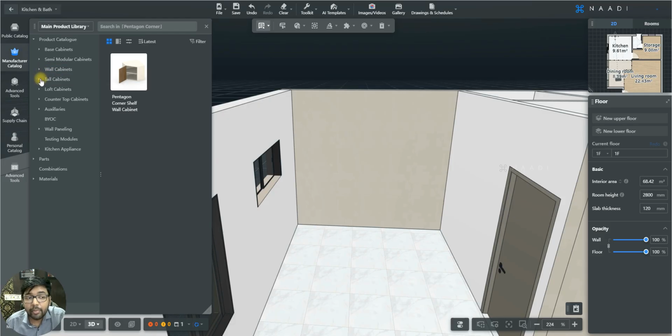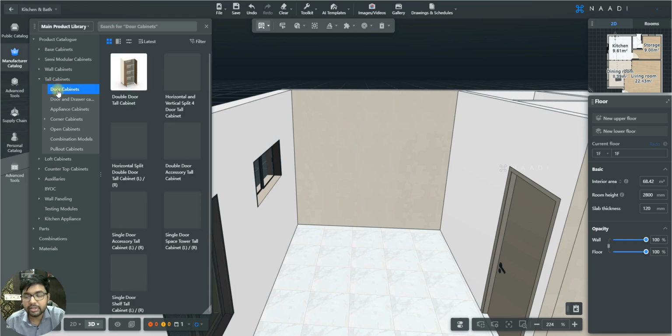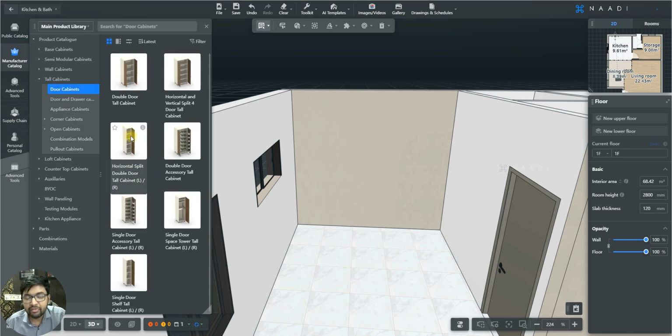The third category of cabinet is your tall cabinet. If you click it, you have different types of tall cabinet. The first subcategory here is your door based tall cabinets, where you'll see your shelf based tall cabinets, your accessory based tall cabinet, and your space doors. All three are single door. If you are looking for double door, that is also precisely present.